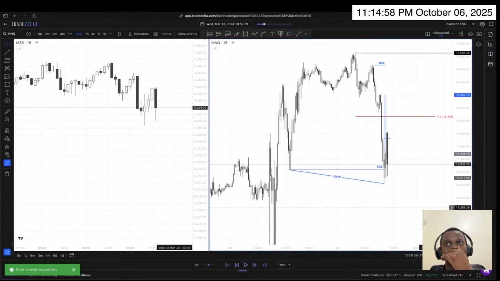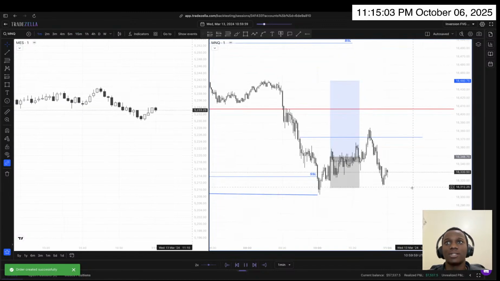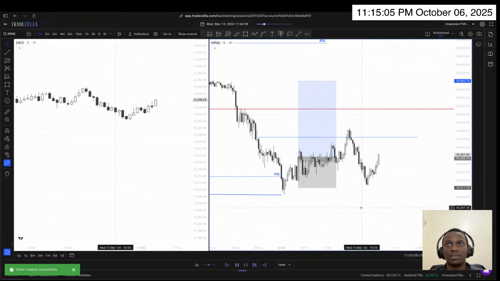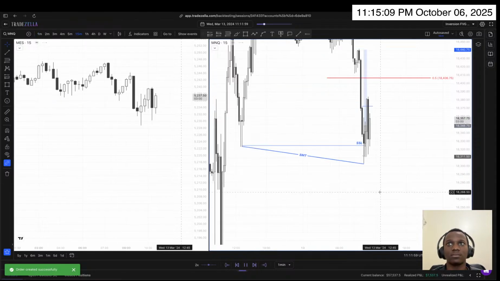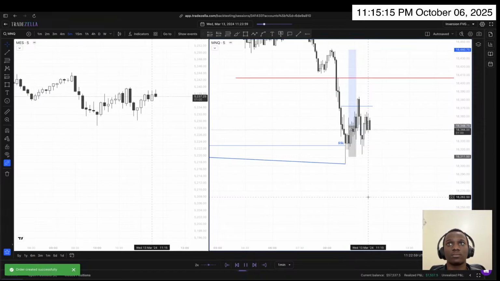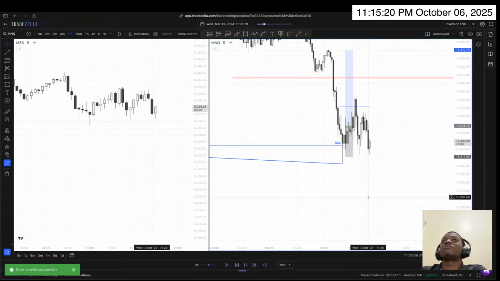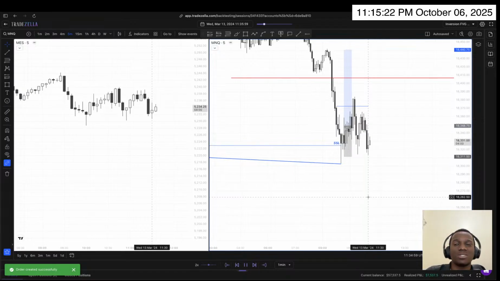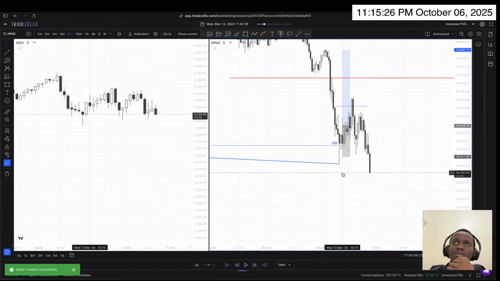On the 15, we are rejecting the 15 at fair value gap. I wish a break even there was necessary. So after price has moved like that, a big movement like reversing is really rare. So that's another lesson learned.